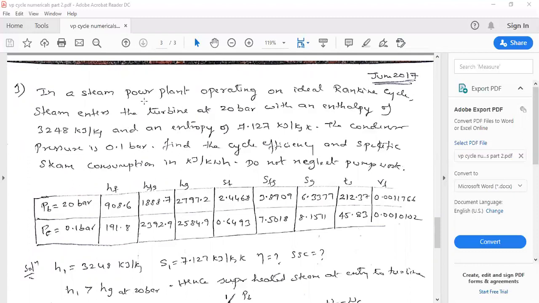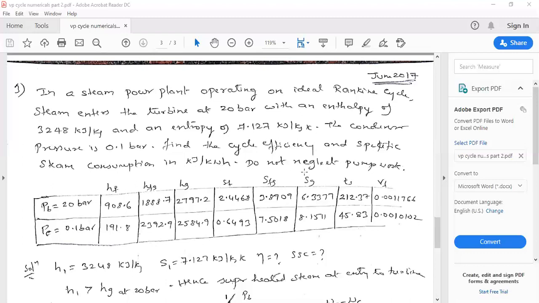Steam enters the turbine at 20 bar with an enthalpy of 3248. See here in this problem, they have directly given the enthalpy value and an entropy value of 7.127 for the boiler pressure of 20 bar. So they have not directly specified where point number 1 lies on the TS diagram. Now, the condenser pressure is 0.1 bar. Find the cycle efficiency and the specific steam consumption. So you need to find the specific steam consumption.